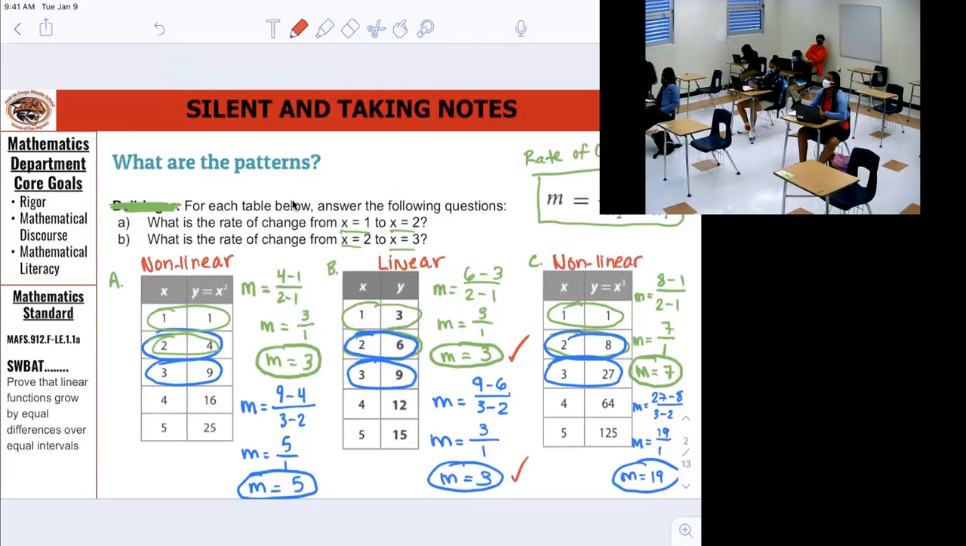Okay, so we got nonlinear and linear. And in the next slide, I'll explain what it means to be a linear function. But do I have any questions on how I got those answers for rate of change? Or anything else? Awesome. All right, so what is a linear function?